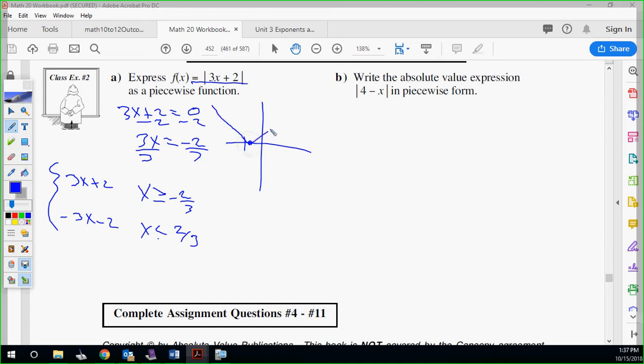And it's doing this. So we know that after negative 2/3, after greater than or equal to, it's the positive piece. Before the negative 2/3, it's the negative piece. So less than negative 2/3, opposite, the negative piece.